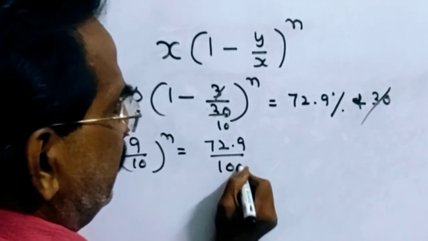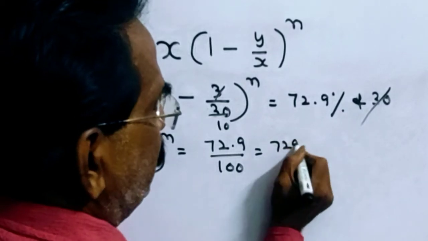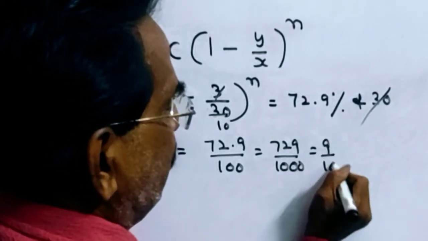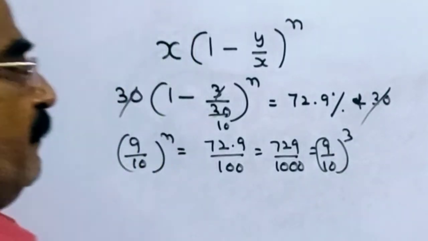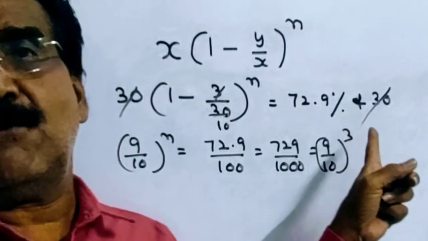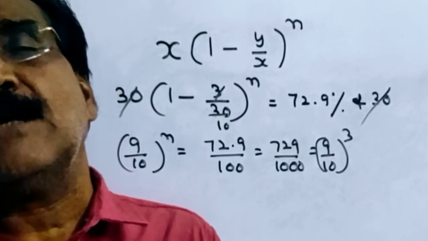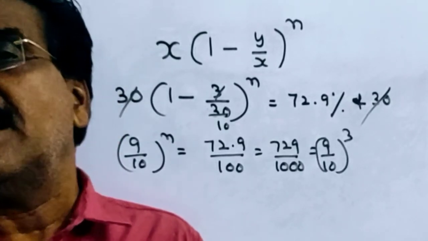72.9 by 100, that is equal to 729 by 1000, that is equal to (9 by 10) whole power 3. Friends, n is obviously equal to 3. So after 3 such operations, the milk quantity reduces by 27.1%.